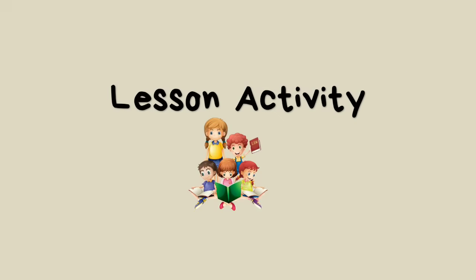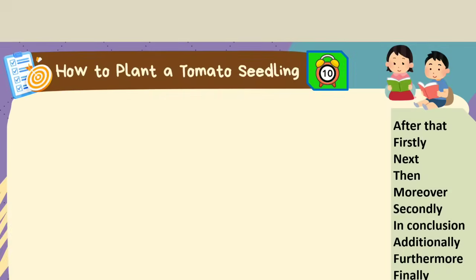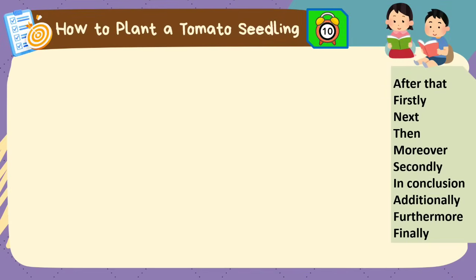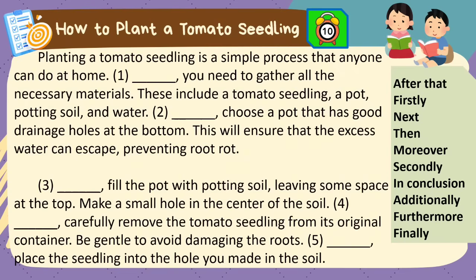Today we are getting into the heart of our lesson this week. Let's talk about explanatory texts. How to plant a tomato seedling is an example of an explanatory text. Now we are going to read the text and fill in the blanks with the correct linking words from the provided list, which is in the green box.